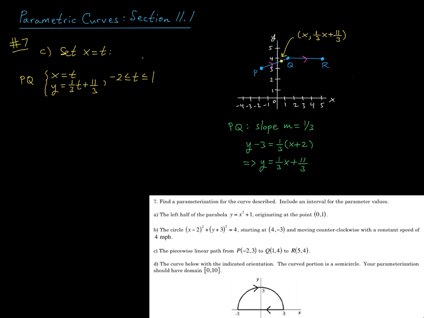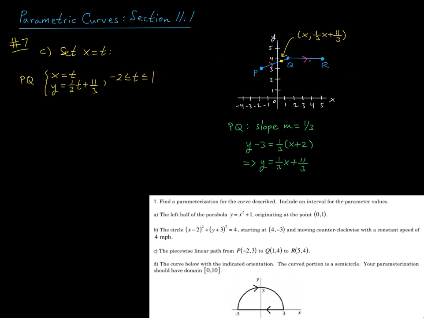So for simplicity here, since x now is increasing, I'm going to set x equal to t. Notice in part A, the x coordinate was actually decreasing, so we had set x to -t. But here we're moving to the right, so I'll set x to t. So if x is t, then y is 1/3 t plus 11/3. Okay, and since the x coordinate varies from -2 to 1 as we move from P to Q, and since x and t are the same thing, that means that t also varies from -2 to 1.